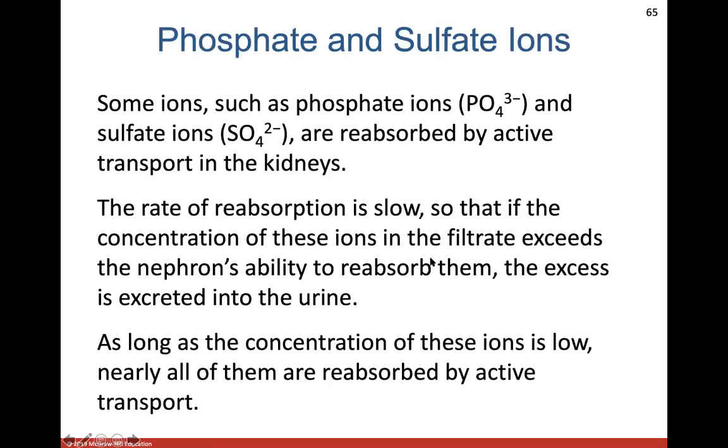Phosphate and sulfate ions are absorbed by active transport in the kidneys. The rate of reabsorption is slow, so if the concentration of these ions in the filtrate exceeds the nephron's ability to reabsorb them, the excess will just be excreted in the urine. And as long as the concentration of these two ions is low, nearly all of them will just be reabsorbed by active transport.